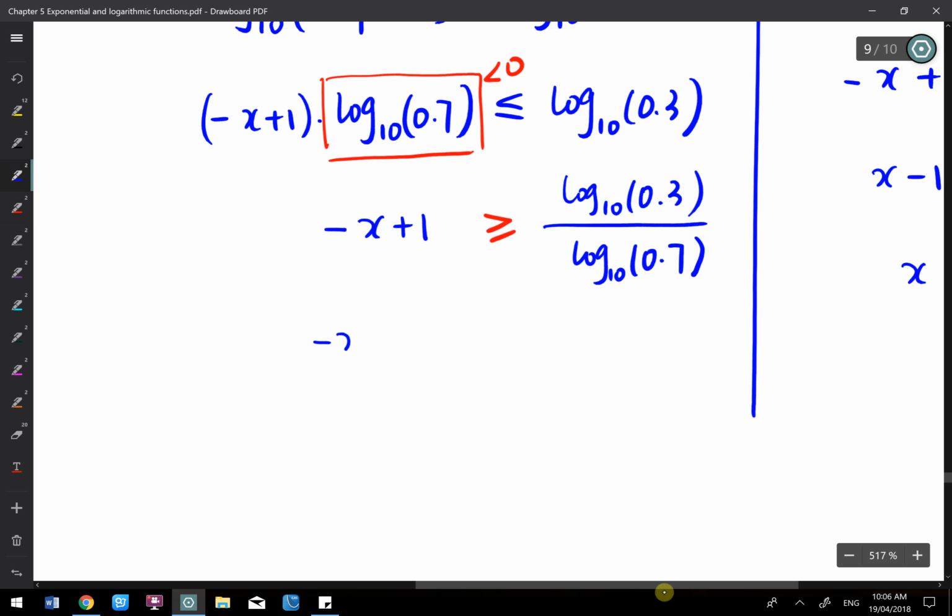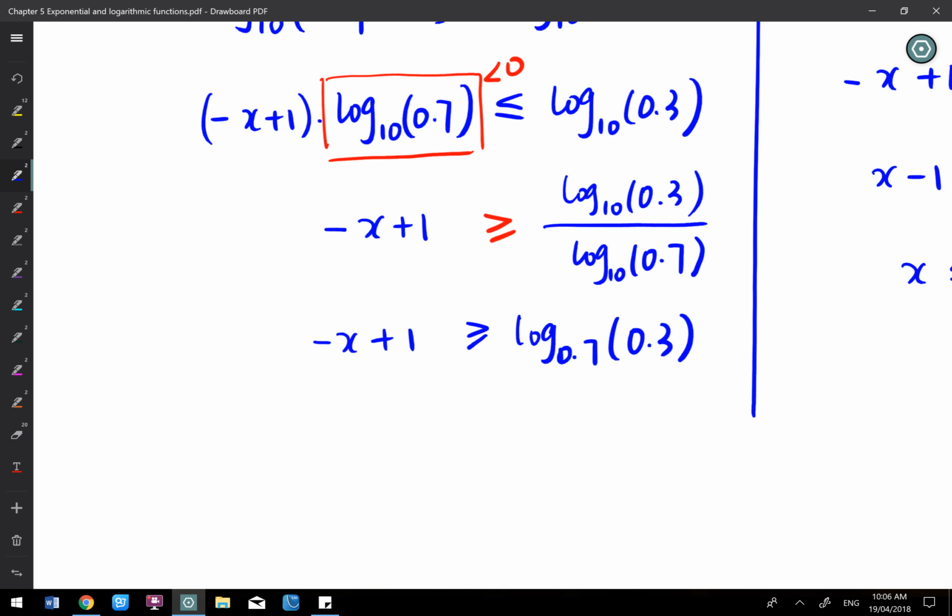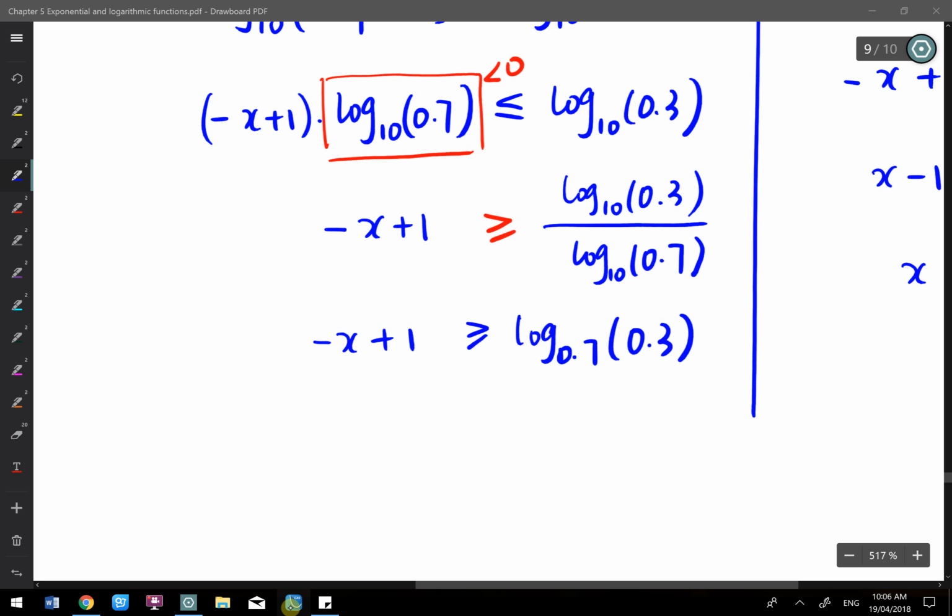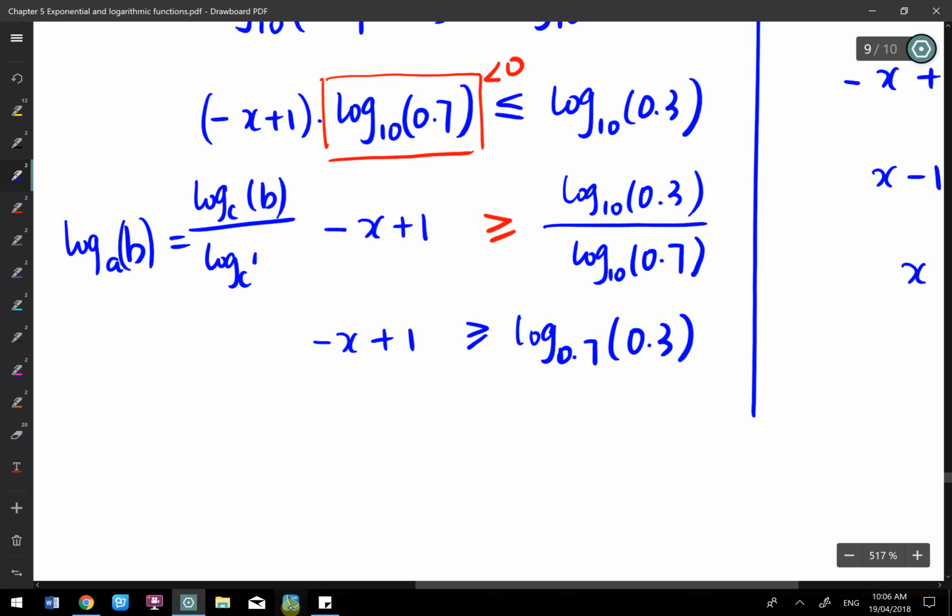After this step, I really don't like to see log 10 0.3 over log 10 0.7. So what's that? If you use the change of base formula backwards, that's log base 0.7 of 0.3, right? The bottom is the base and the top is in the bracket. What's change of base? Log a b equals log c b over log c a. Right? That's change of base.